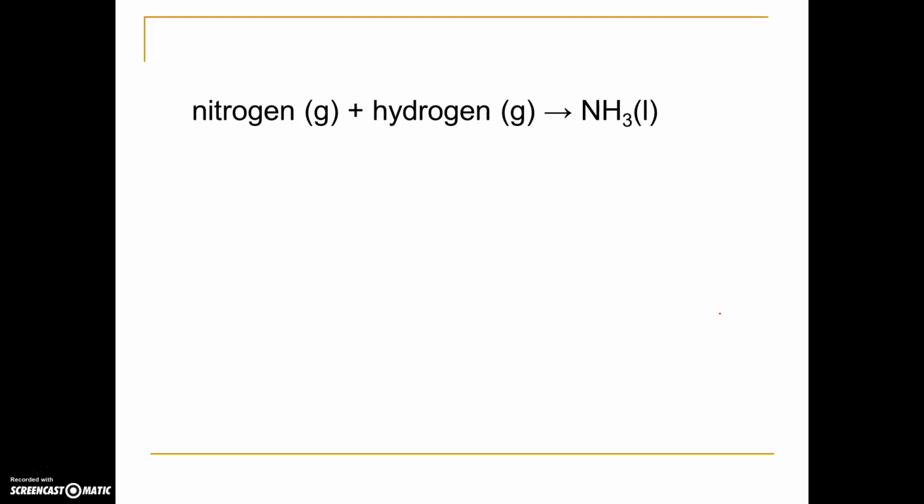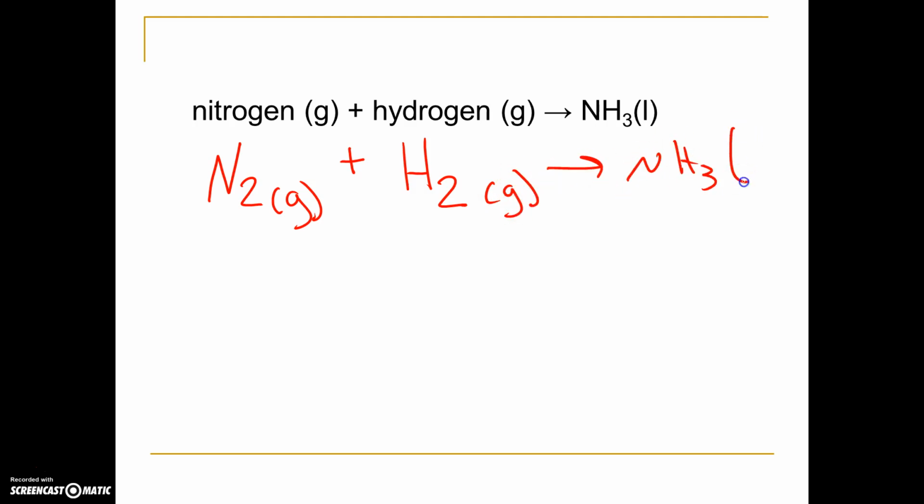Here we can see we've got word equations, and we need to make the words into actual formulas. That's our first step. So, I've got to write nitrogen. Nitrogen is N, but it's not just nitrogen, it's actually N2. And hydrogen is H, but it's not just hydrogen, it's H2. I'll tell you why in a second. Okay, nitrogen is N2 with a G for gas, plus H2 with a G for gas, yields NH3 with an L for a liquid.